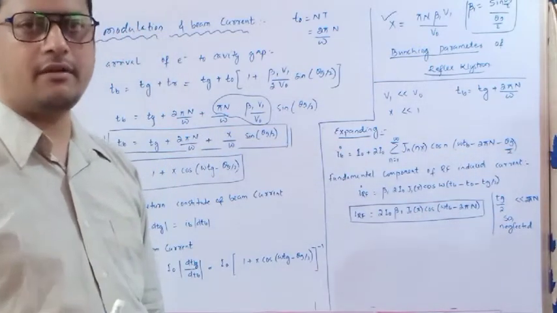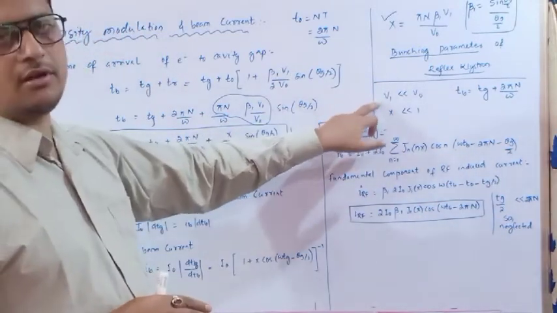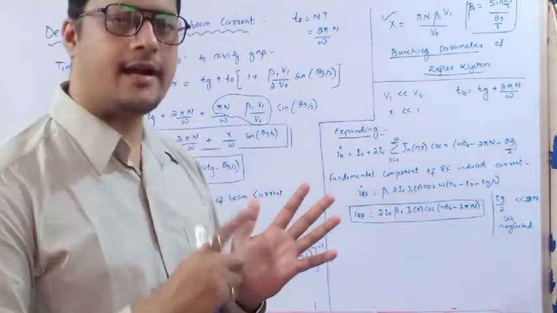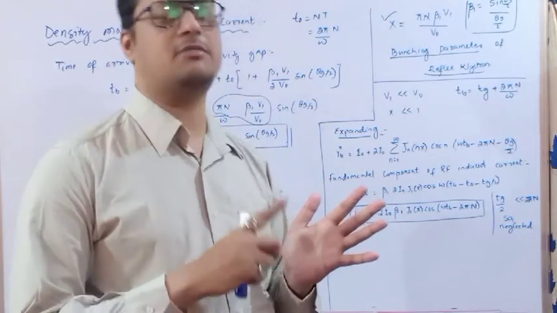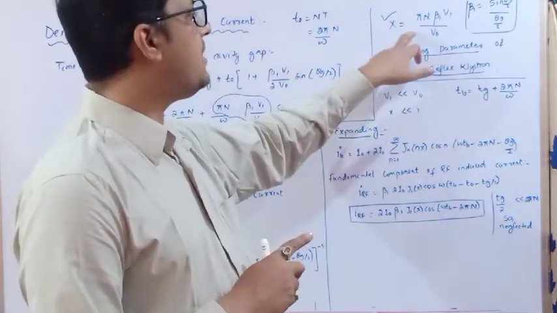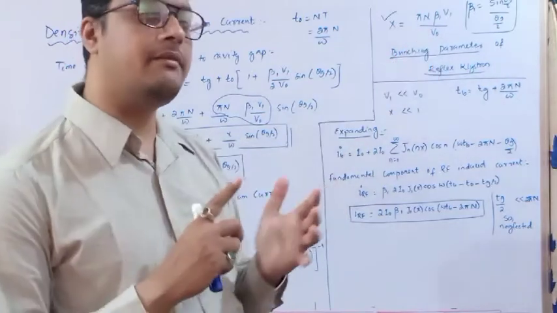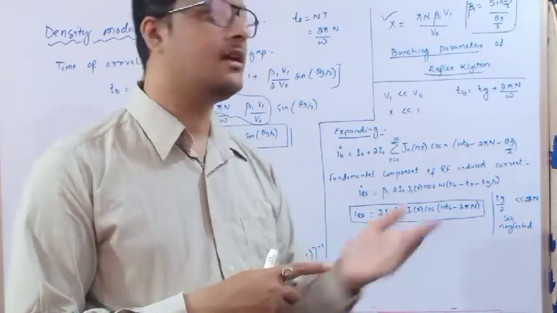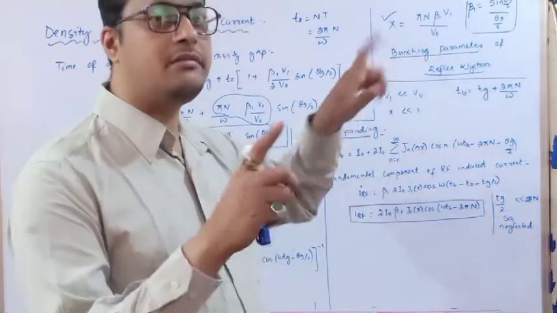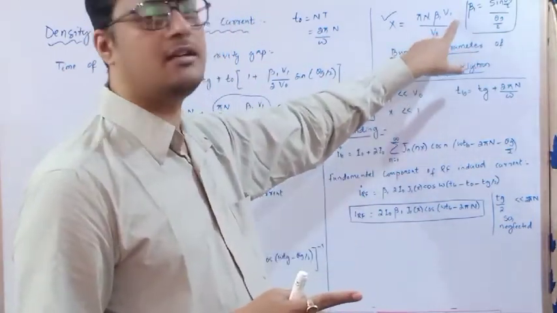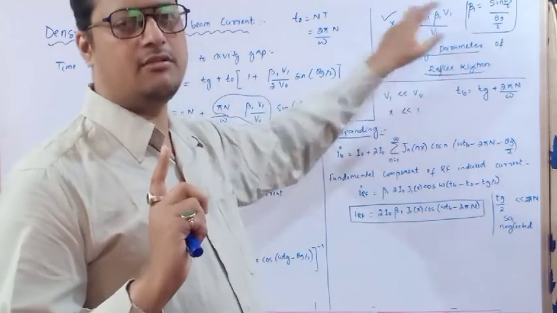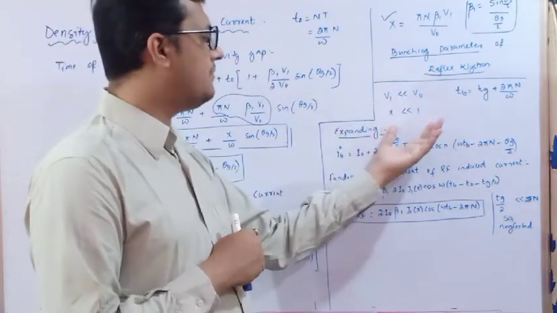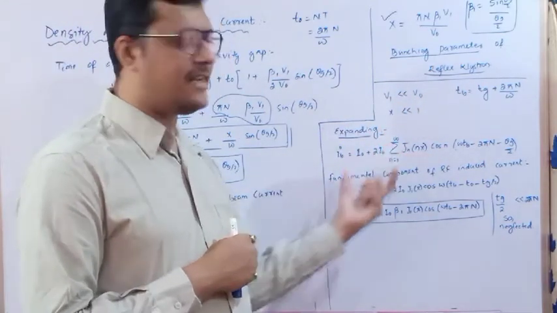And this equation we have identified with the help of an assumption. What? My RF potential is less than the DC beam voltage, and my bunching parameter must be very much less than 1. Very much less than 1 means what? The number of modes is very small. Your DC beam potential must be very much greater than this RF potential. Then only will the x value come as less than 1. So these are certain assumptions to find the exact RF current.